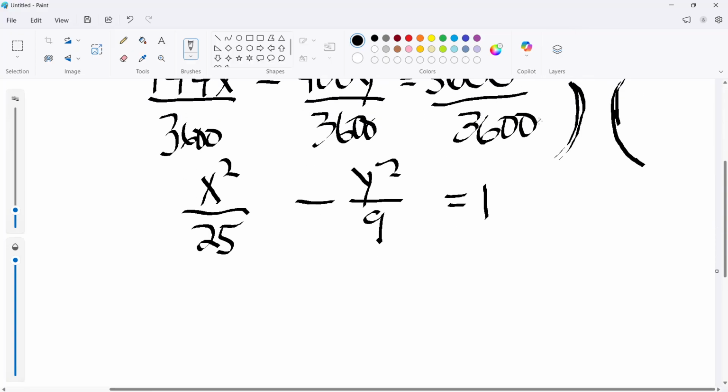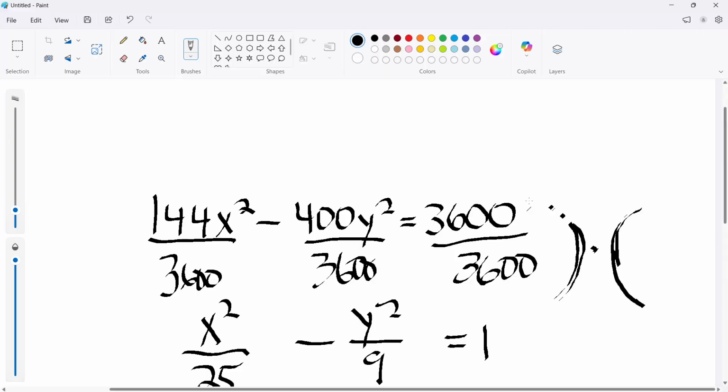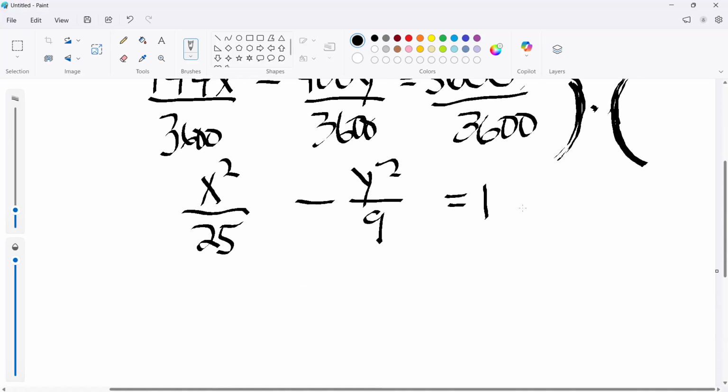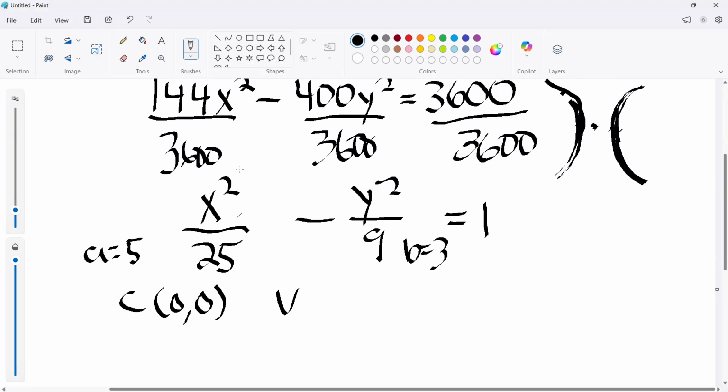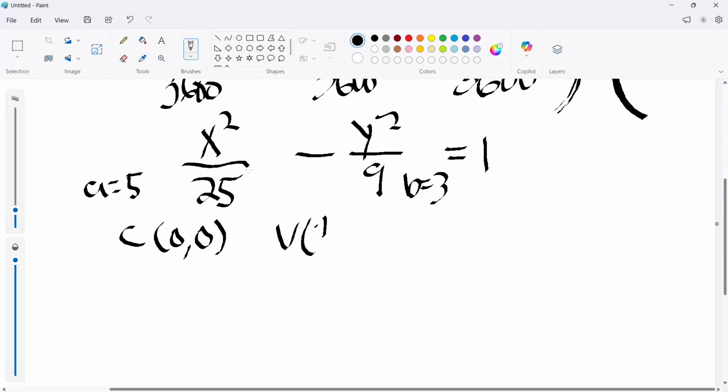So, and now looking at this, it's going to make a lot of these things become very clear. I want the center. Well, the center is h, k, 0, 0. There's nothing subtracted from x, nothing subtracted from y, 0, 0. The vertices are going to be left and right of the center by a. So if a squared is 25, a equals 5. If b squared equals 9, b equals 3. And it's to the left and right. So the vertices are going to be plus or minus 5, 0.